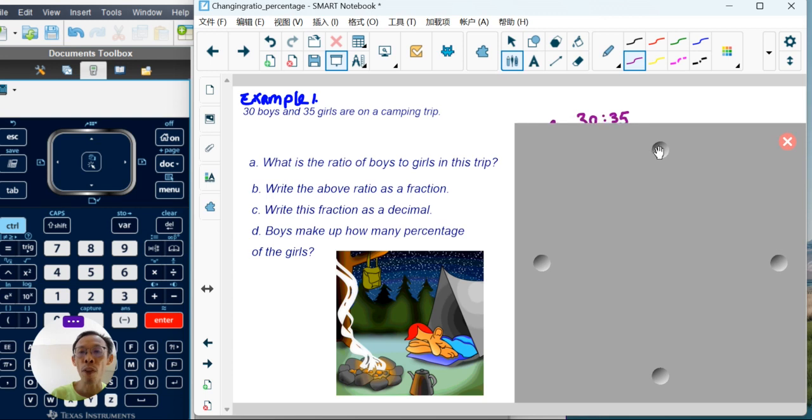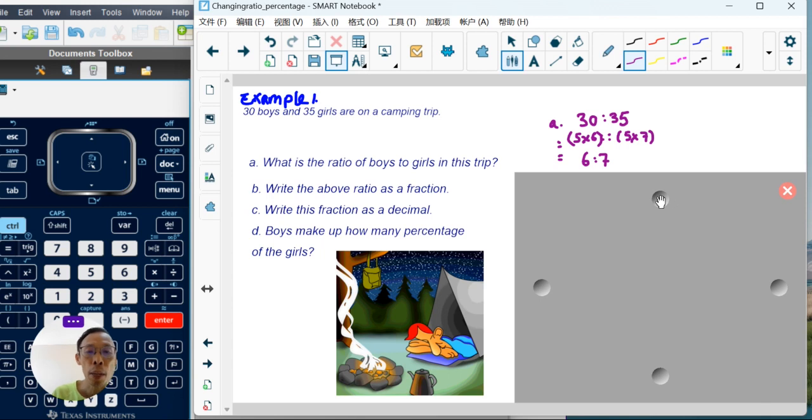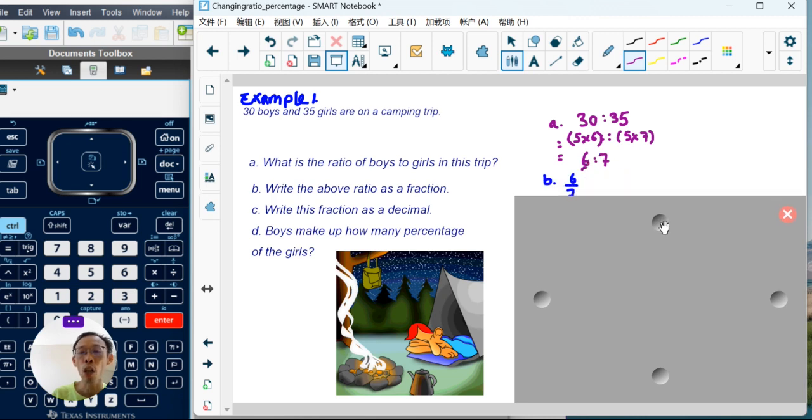All right, so it's a ratio. So 30 boys to 35 girls. So here we have 30 to 35, and 30 is 5 times 6, 35 is 5 times 7. So I can simplify this into 6 over 7. B, write this as a fraction. So I put the first number as the numerator and the second number as denominator, like 6 over 7.